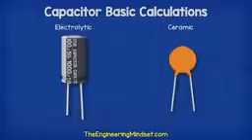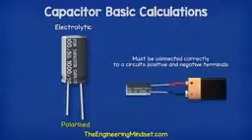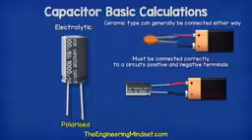We have an electrolytic and a ceramic type capacitor. The electrolytic is polarized, meaning one side must be connected to the positive and the other side must be connected to the negative. The ceramic type can generally be connected either way.